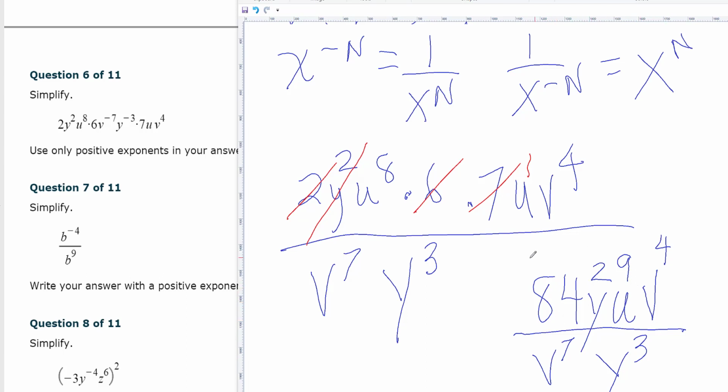Now one more time. The first thing we did was we took these two negative exponents and moved their bases to the denominator and made their exponents positive. Then we multiplied our 2 times 6, which is 12 times 7. That's where we got the 84. There was only the single y squared in the numerator, so I have a single y squared here. U to the 8th and u to the 1 gave me u to the 9th power and v to the 4th. So now we're down to this expression and we need to reduce it.